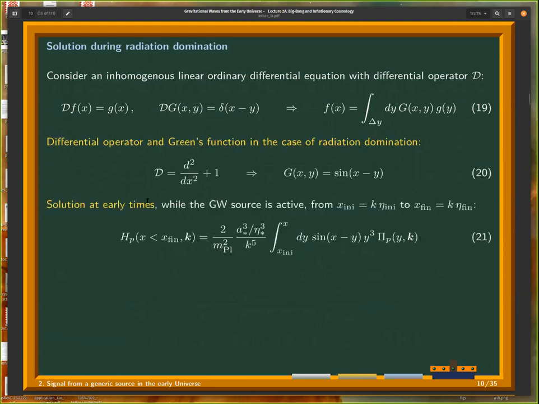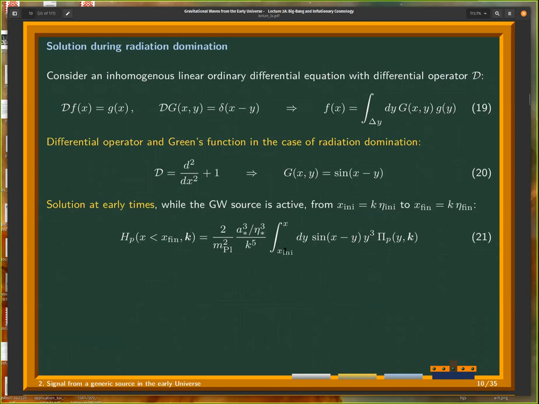Here it is. So this is the solution at early times when the gravitational wave source is active and it appears on the right-hand side of my equation of motion. You see this integral over my time coordinate, which I call y here inside the integral. And you see the Green's function. And everything else is just the source term. I keep the terms that depend on y inside the integral, and I just pull out all the prefactors that are independent of my integration variable.